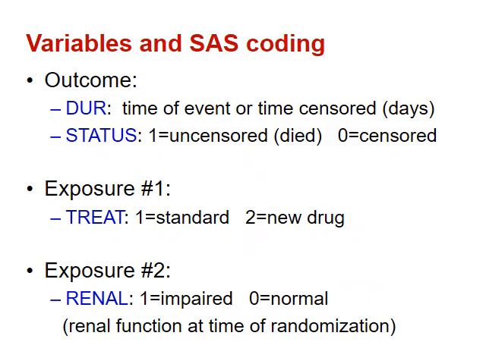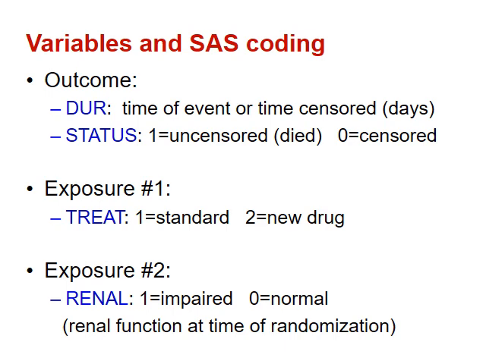So for this study, we have these variables. DUR is the time of event or time censored in days. Status indicates if the observation was censored or not, where 0 stands for censored and 1 stands for event or death. Our first exposure is the treat variable that has two categories of treatments, that is standard and new drug. Standard is indicated by 1 and the new drug is indicated by 2.